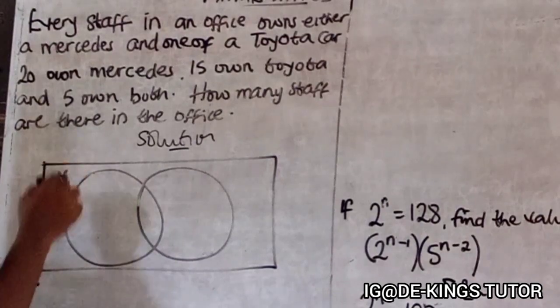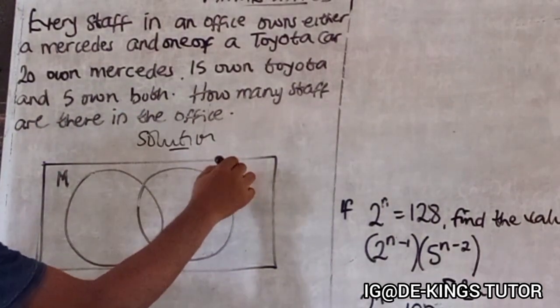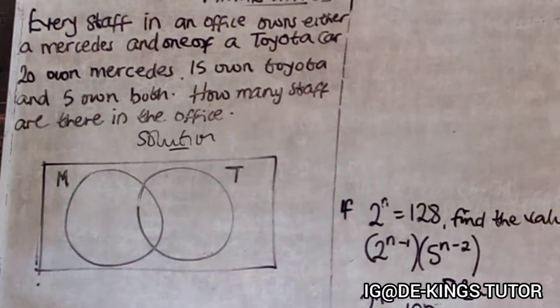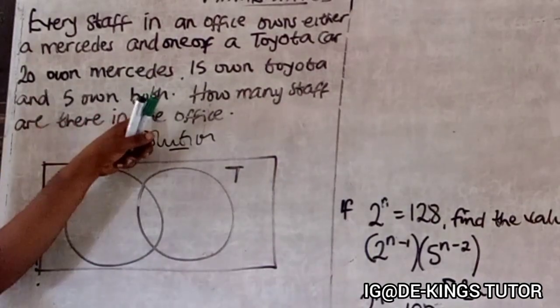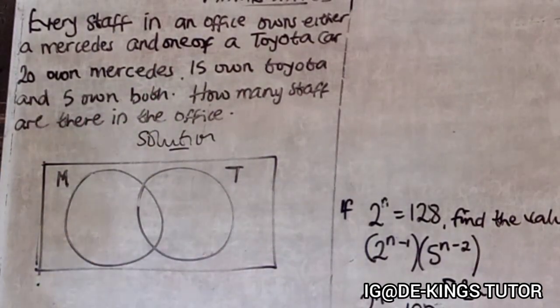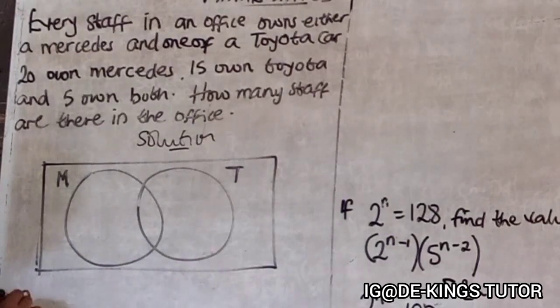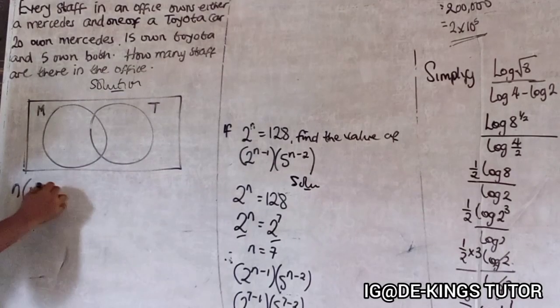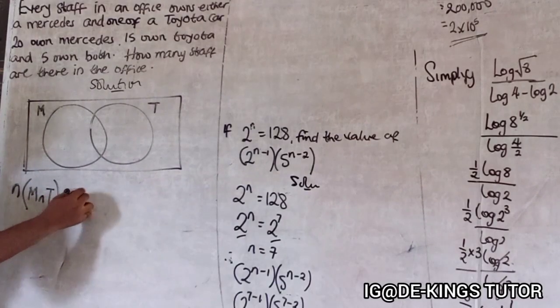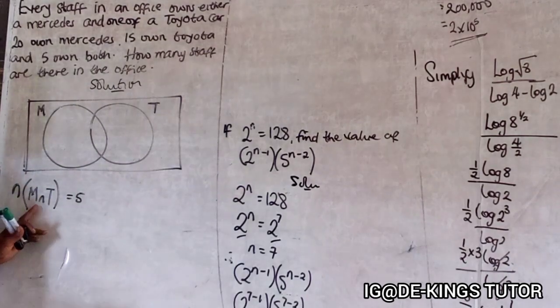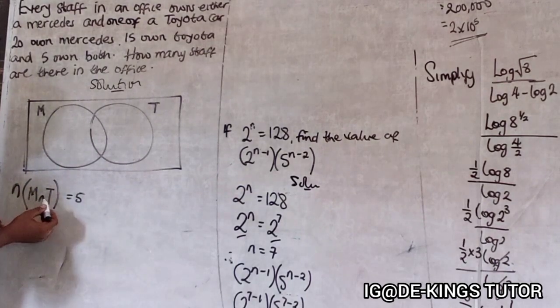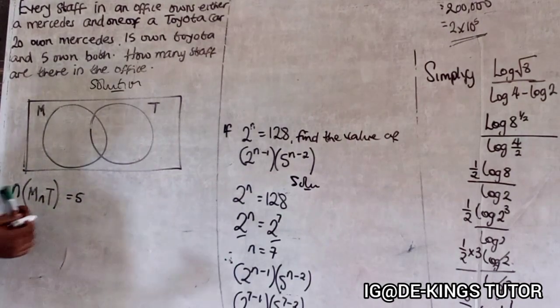So if this is for Mercedes and this is for Toyota and this is both. So now we said 5 own both. Now there's a mathematical symbol which represents this when it comes to sets. For both, we write it as the number of Mercedes intersection Toyota equals 5. Now what it means is what is common to both. And so what does intersection mean?